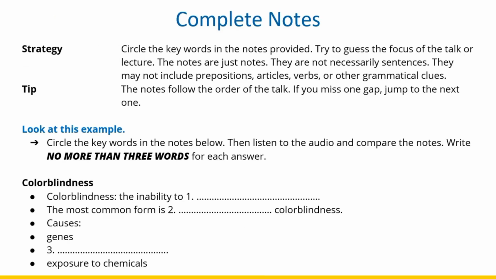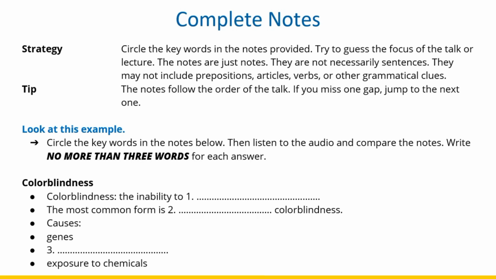And now we are going to review how to complete notes in section 4. When you are completing this type of task, you need to circle the keywords in the notes provided. Also, you have to make sure you try to guess the focus of the talk or lecture. And remember, the notes are just notes and they are not necessarily sentences. So the ideas can be incomplete, and that's totally normal. They might not include some prepositions, articles, verbs, or other grammatical clues. It's a very important point to keep in mind.